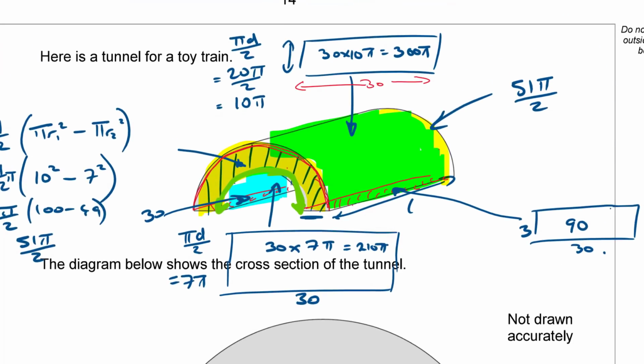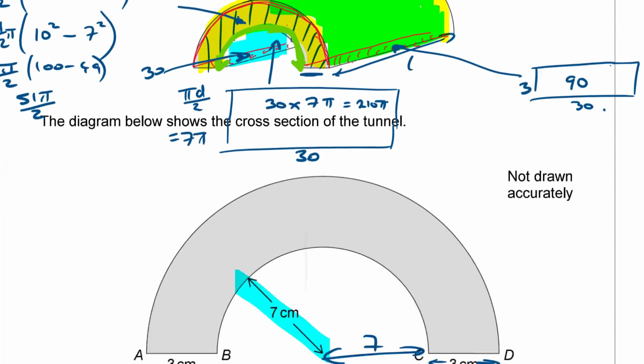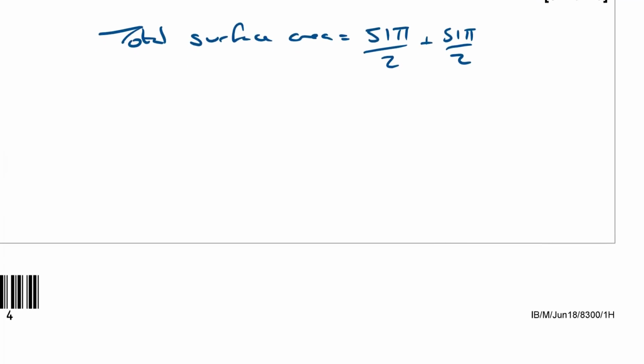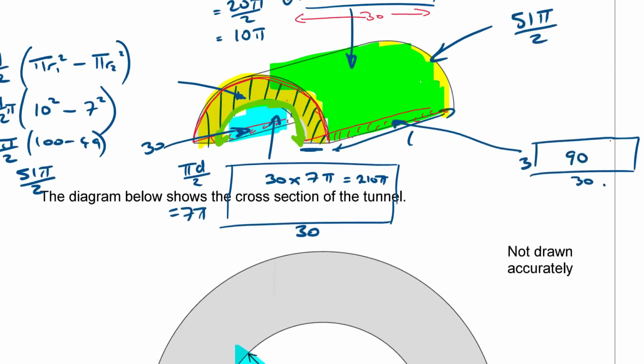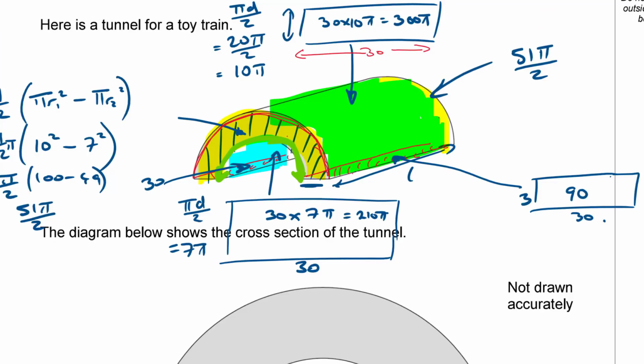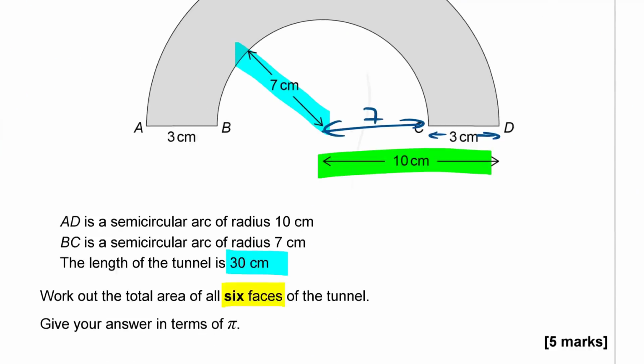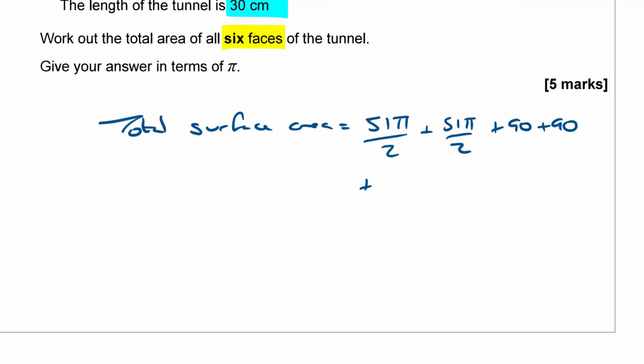That's that bit. Then I've got my 2 feet, which are 90 and 90, plus 90 and 90. And then I've got my big rectangle, which was 10 pi, no it wasn't, it was 300 pi, and my small rectangle, which was 210 pi. So plus 300 pi plus 210 pi.